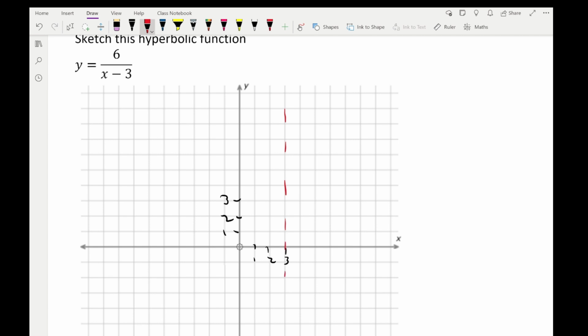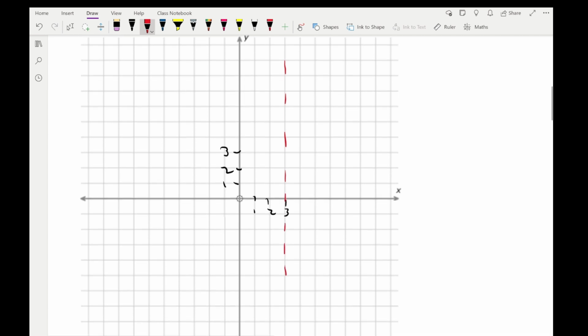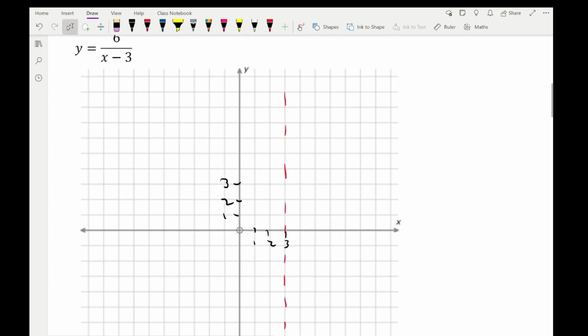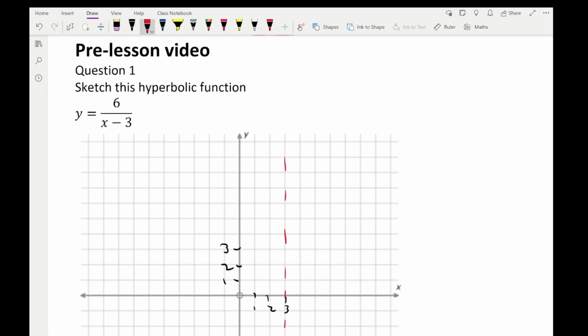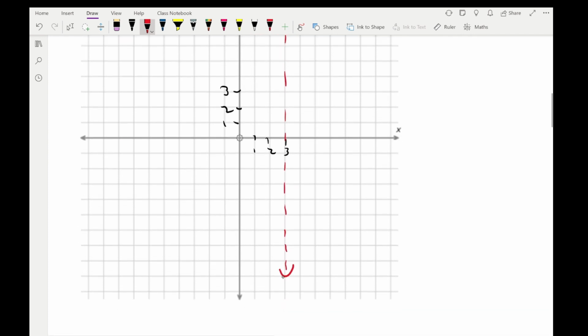So it's weird, because it's kind of in the reverse. Since it has a minus in the formula, the asymptote is at positive 3. But if the formula had a plus in it, the asymptote would be at minus 3. It's kind of weird, it goes backwards. All right, x equals 3 is our asymptote.